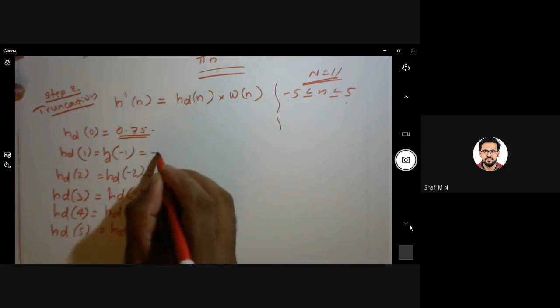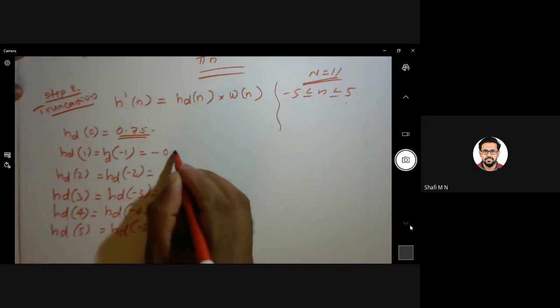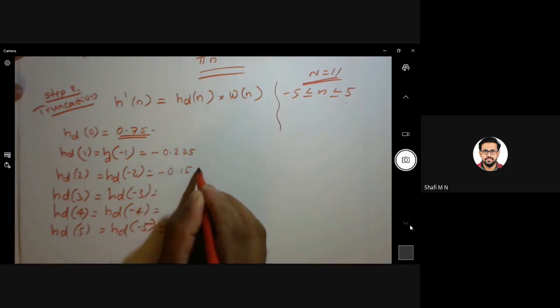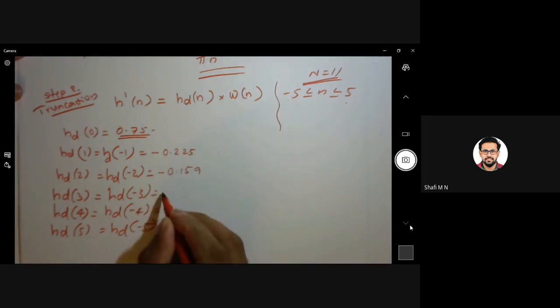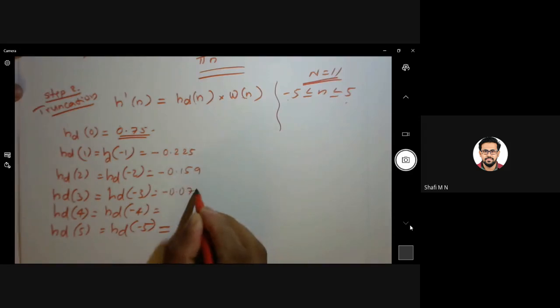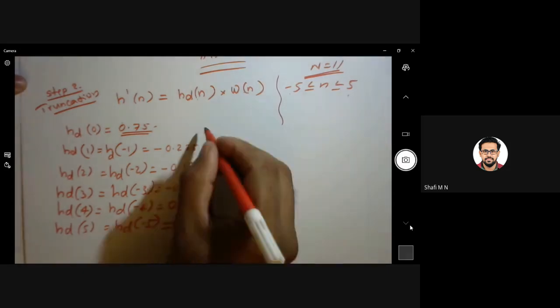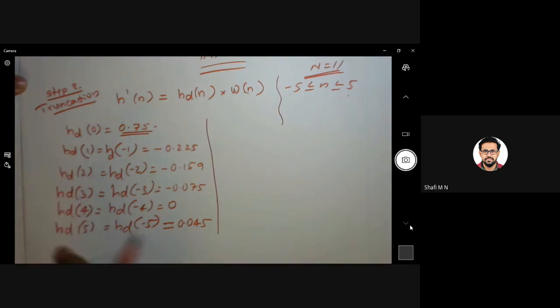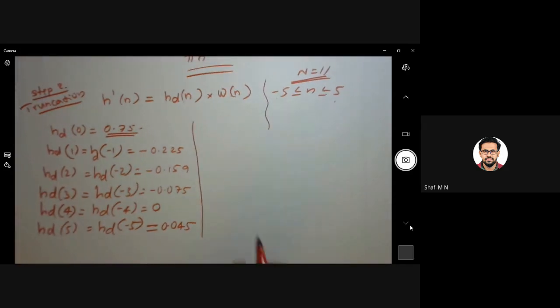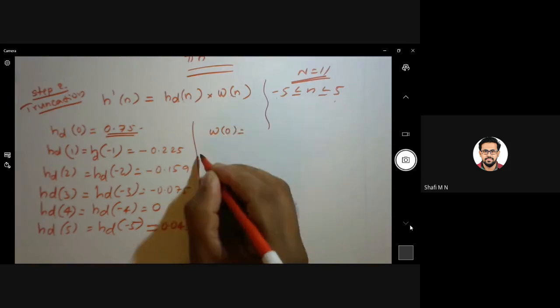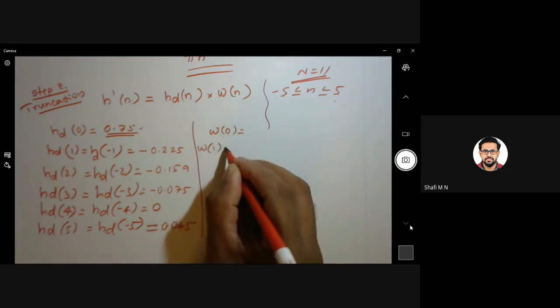Hope you remember this. Just copy that 0.225. This is minus 0.159. This is minus 0.075. Here it is 0, and here it is 0.045. So this is your hd of n value. Now you can find w of n. w of n means that's your window. So for the window, you have to calculate all these things.